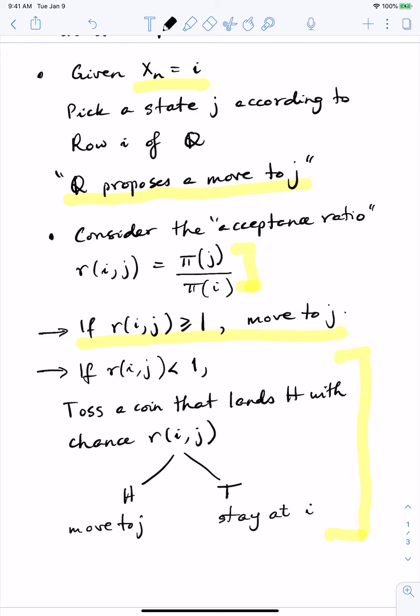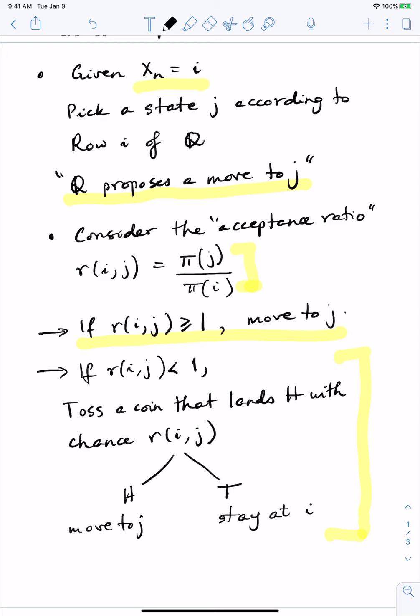If Rij is, say, 0.1, then the decoder J is much worse than your decoder I. So you toss that coin that lands heads with chance 0.1. It's not likely to land heads. It's much more likely that it's going to be tails and you're going to stay at I, which is kind of what you want to do. So this makes complete sense, this algorithm.